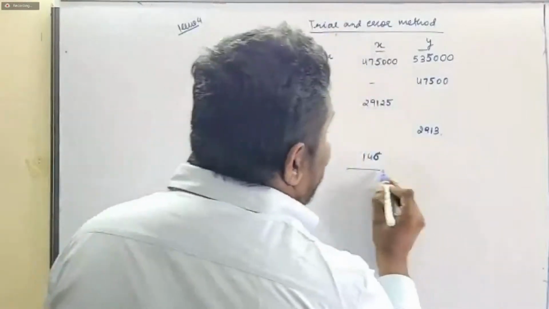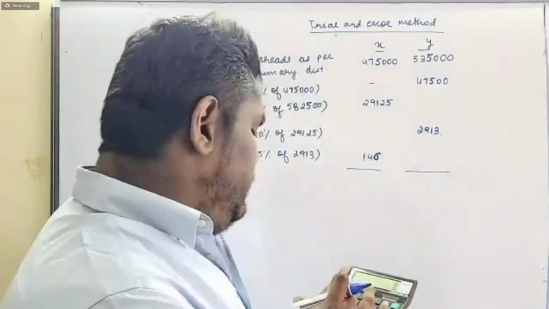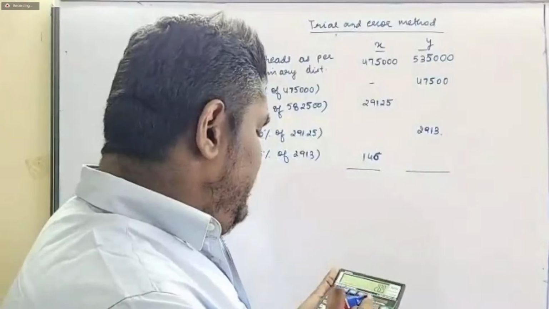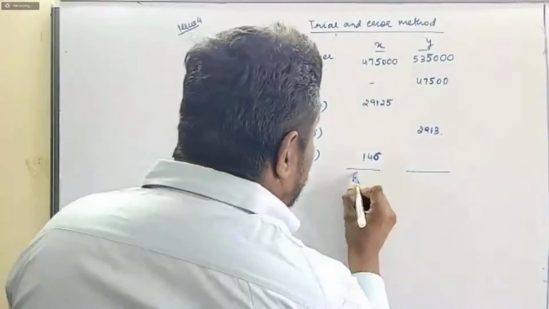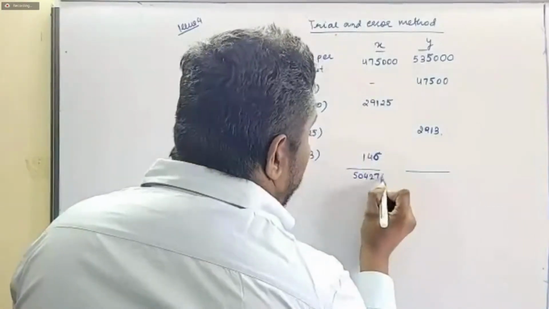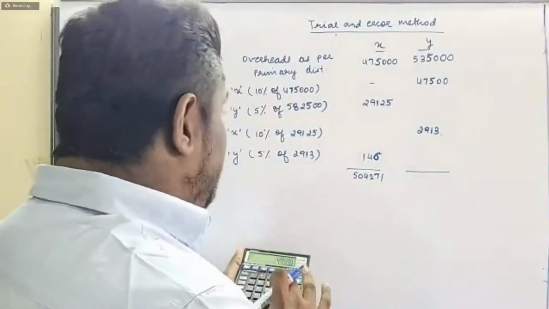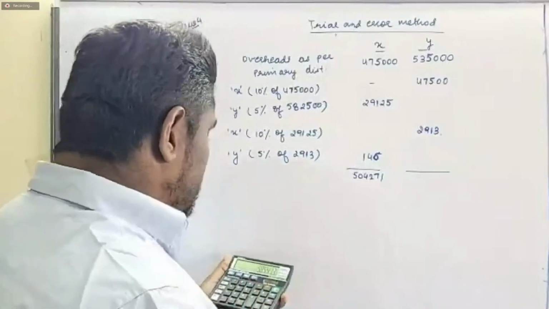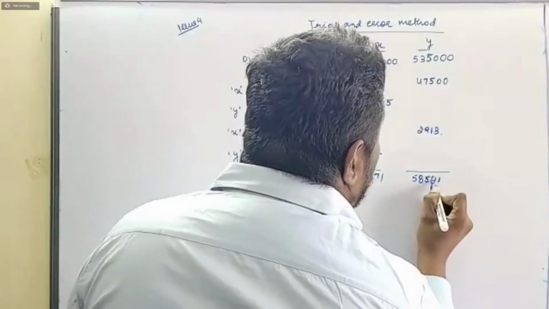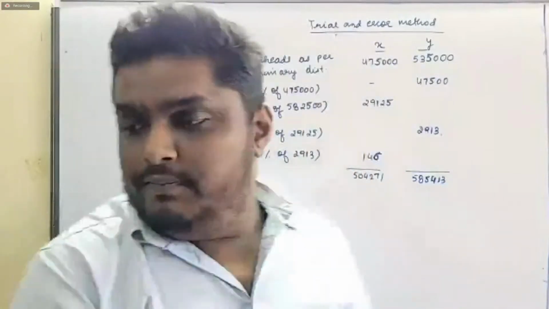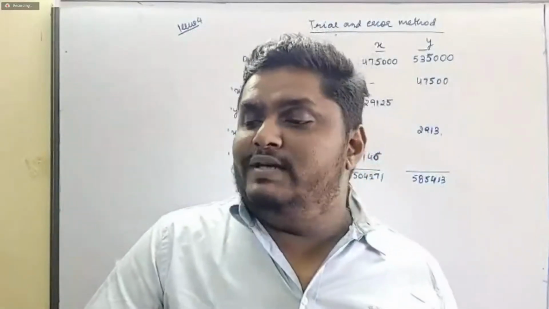Now herein we can easily calculate the total overheads of X and Y. So this will be 4,75,000 plus 29,125 plus 146. So this will be 504271. Similarly, in Y, this is 5,35,000 plus 47,500 plus 2913. So 585413. So now we have got the total overheads of X and Y.